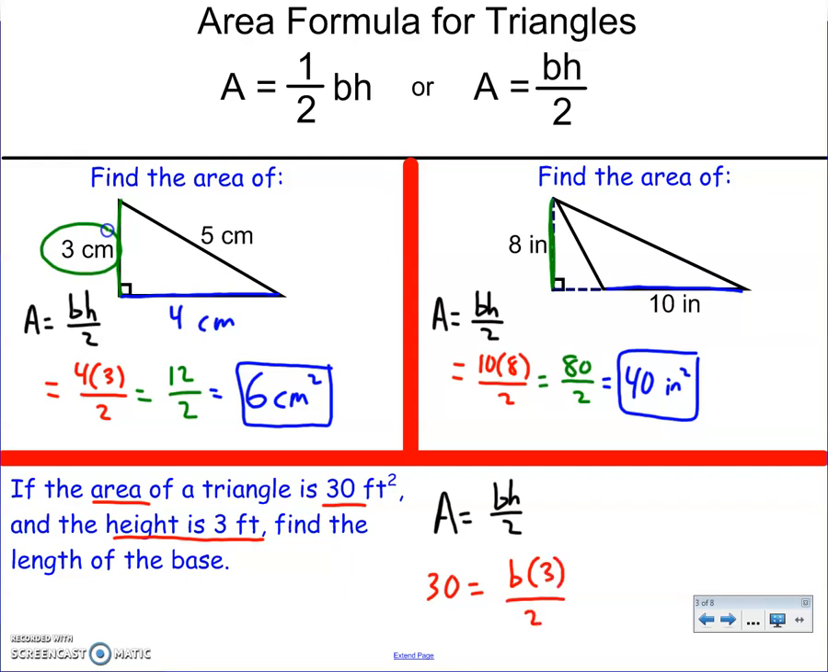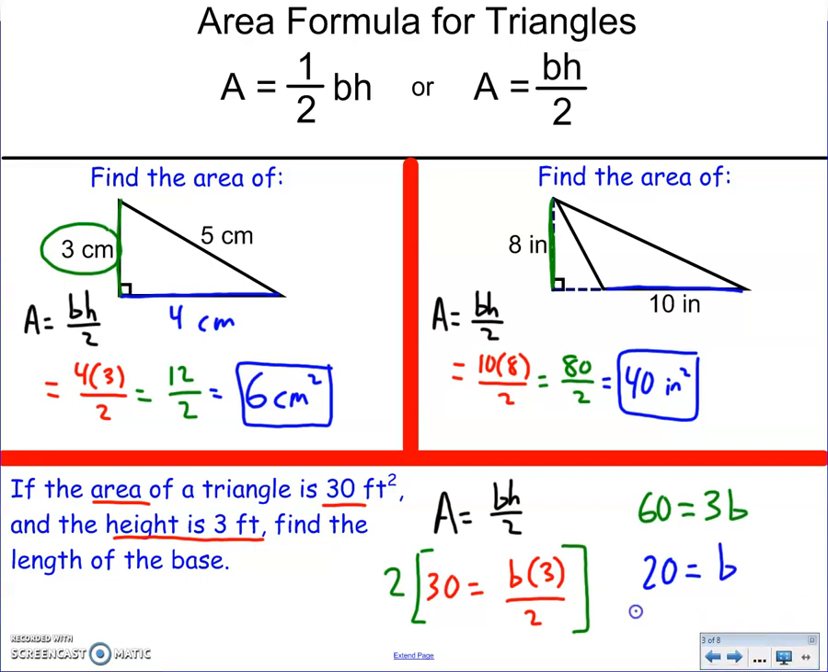So we're solving this for b. We have to go to this fraction and multiply both sides by 2. So we get 60 equals, on the right side the fraction cancels out, so it's just b times 3, which is 3b. And last, I divide both sides by 3 to get 20 equals b, and make sure you have a unit. b equals 20 feet.